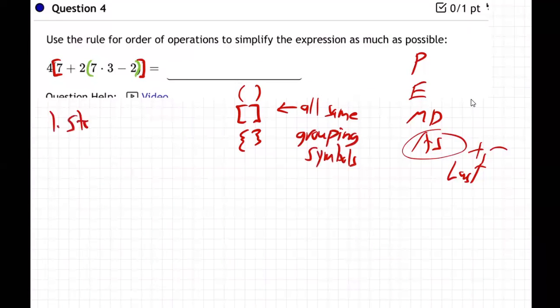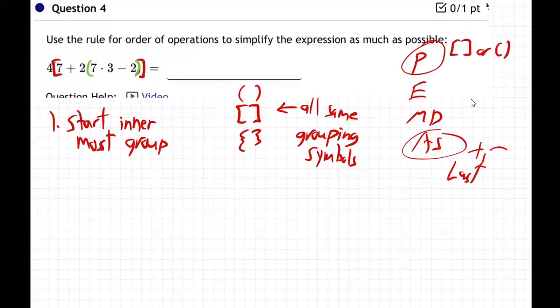number one, you start on the innermost group. Start with the innermost group because, you know, parentheses are first, right? But when we say parentheses, we mean brackets or parentheses or curly brackets. It's all the same. Innermost. I tried to make that into one word. I don't think innermost is one word. I think it's two. The innermost: start on the innermost and then work your way out.